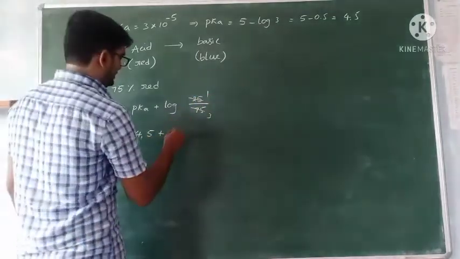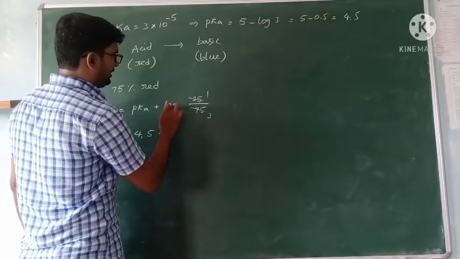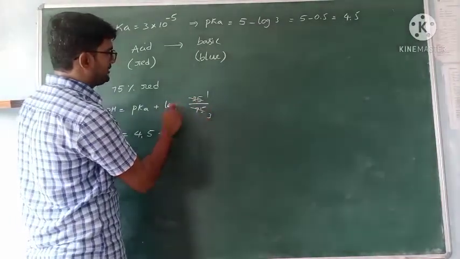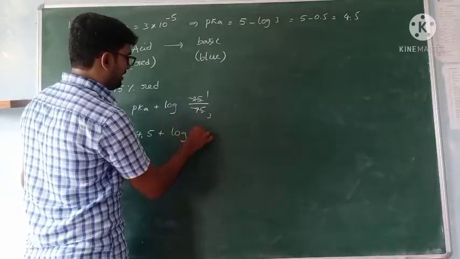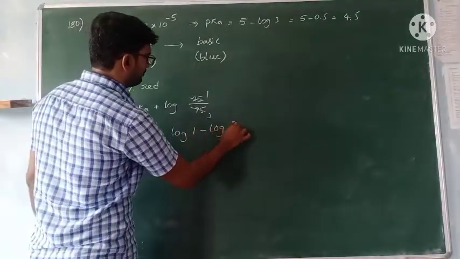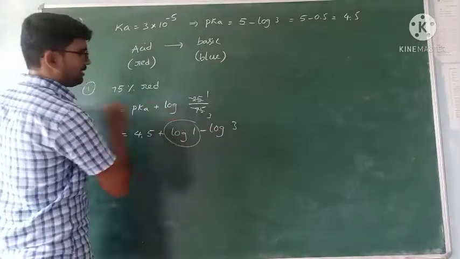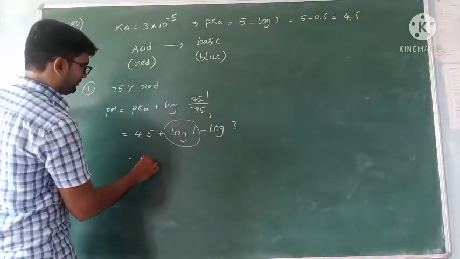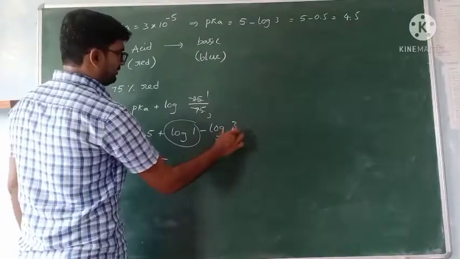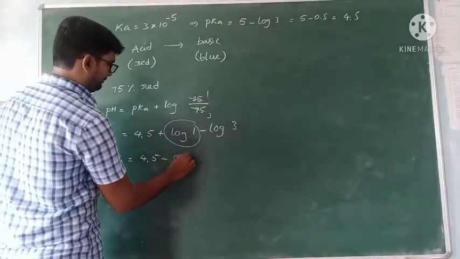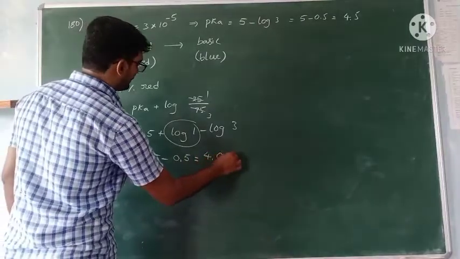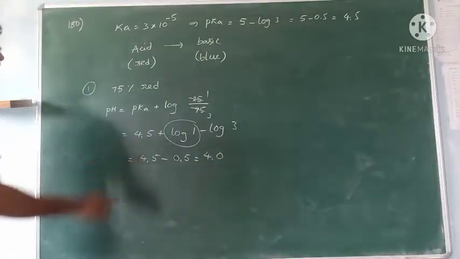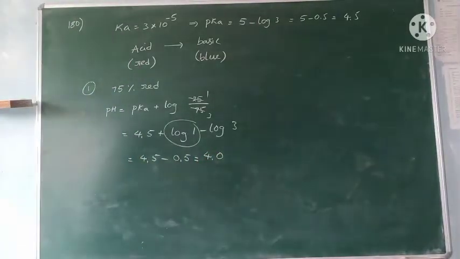Log 1 by 3. Log 1 by 3 means log A by B, means log A minus log B. Log 1 value is 0, so 4.5 minus log 3 value 0.5. 0.5 means this value is 4. Okay, first option is correct.